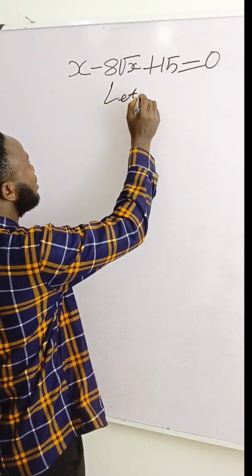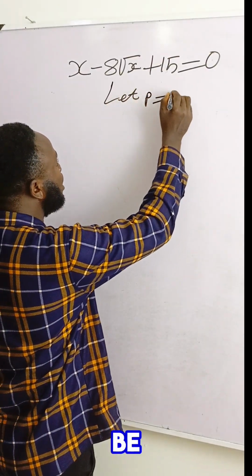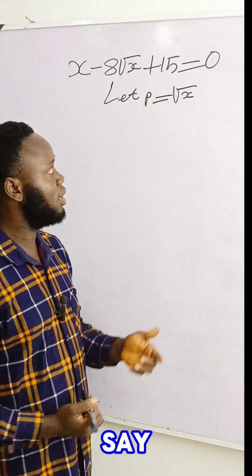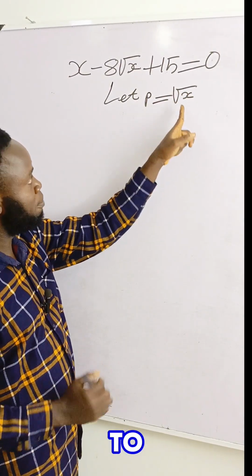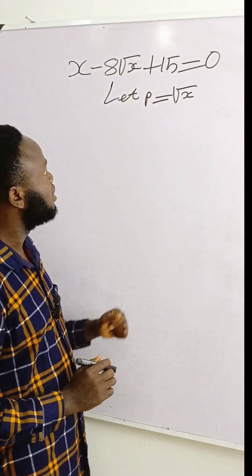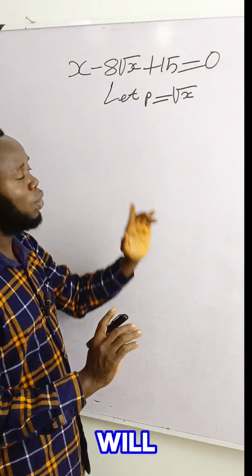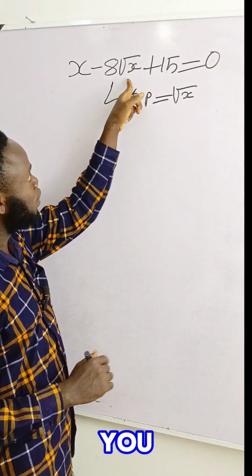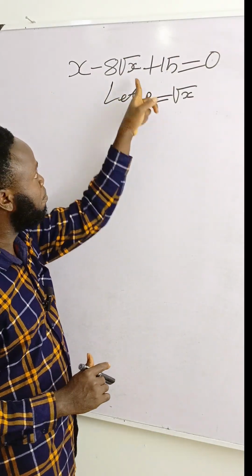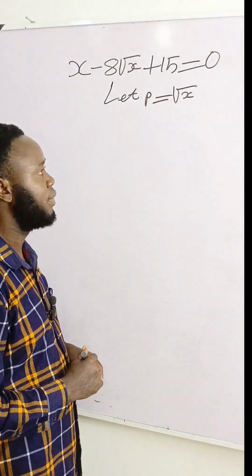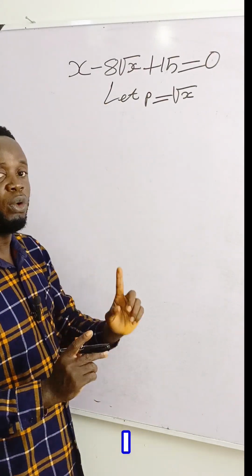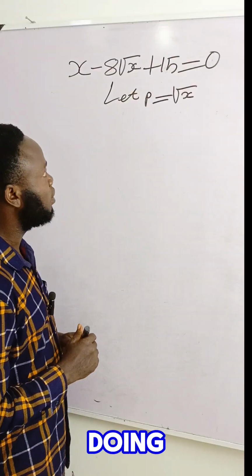Let p be equal to square root of x. I just say, let us use p to replace the square root of x, so that if I put p here, I will no longer have a radical. But if I put p here, you understand that I have two unknowns, p and x. Then what should I do so that I will only have one? See what I'll do now.